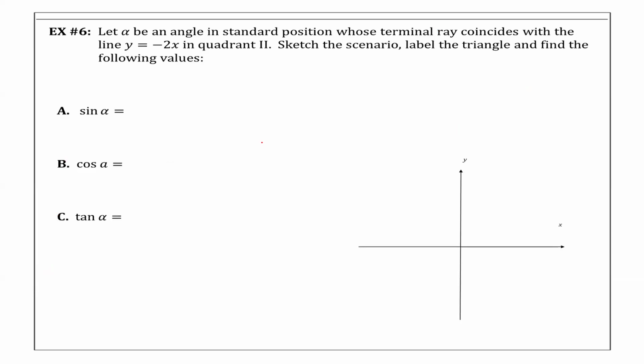All right. So let's talk about it again. So we have let alpha, again, it can be any number. It's going to be Greek letters all the time. Alpha be an angle in standard position whose terminal ray coincides with the line y equals negative 2x in quadrant 2. The scenario: label the triangle and find the following values.